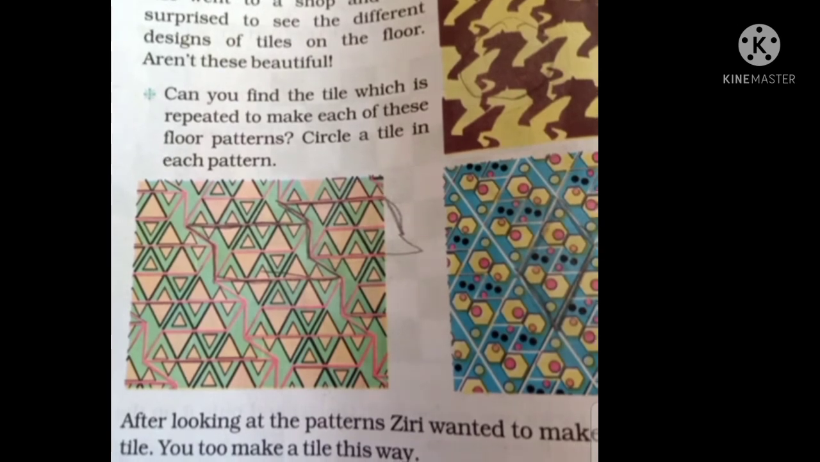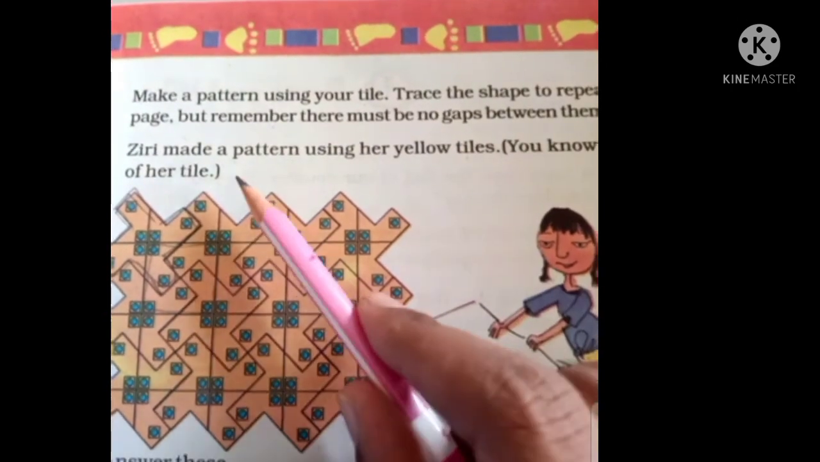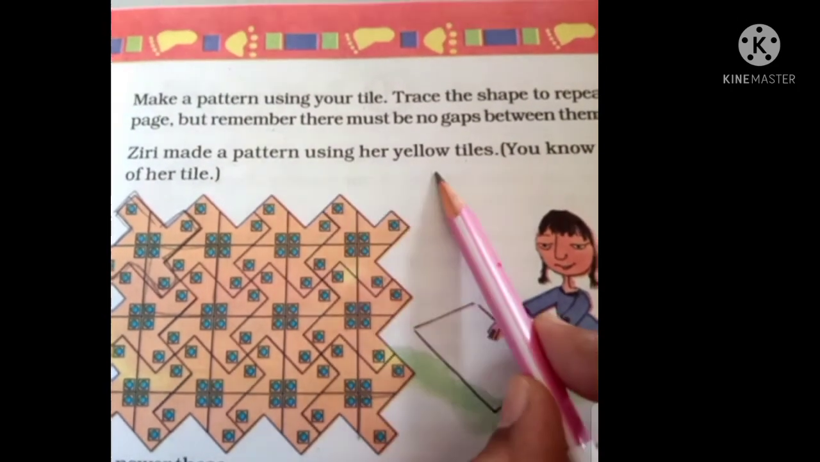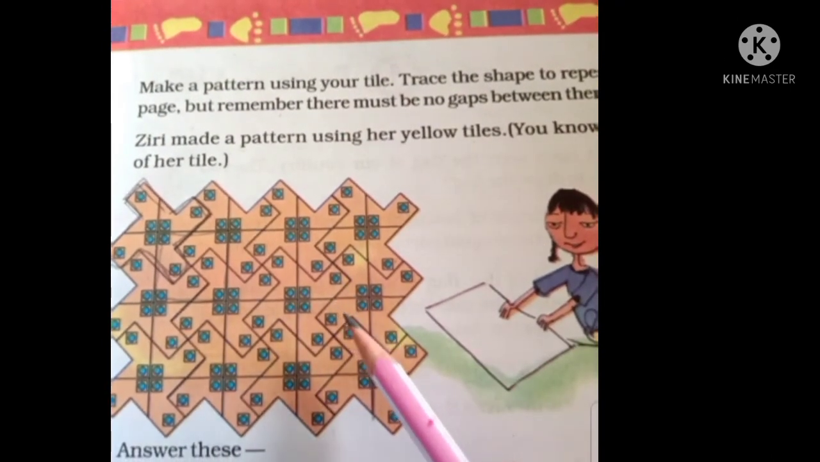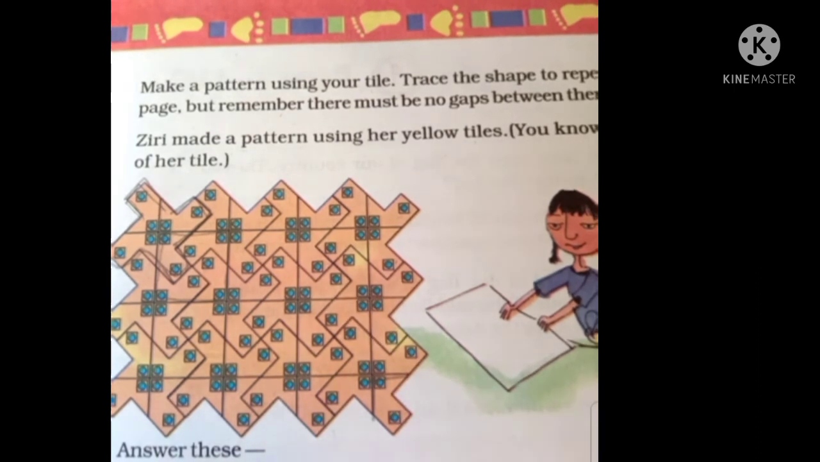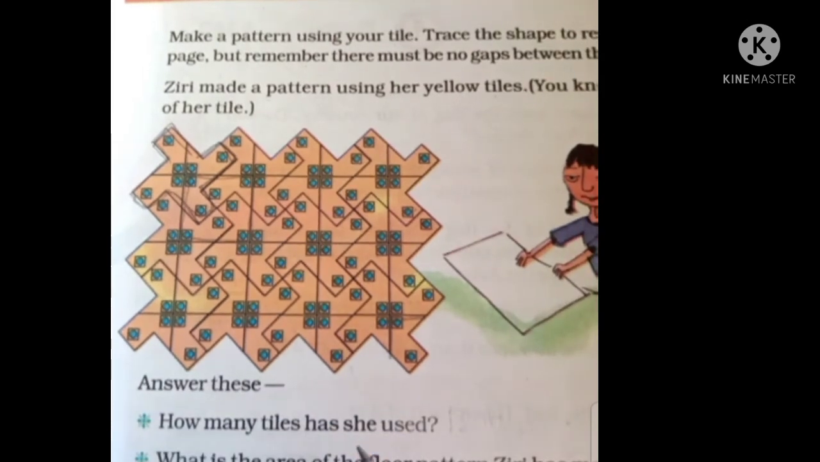See the next page here. So Ziri made a pattern using her yellow tiles. You know the area of a tile. Just now Ziri has made this pattern with the yellow tile. So what is here? Can you see this tile pattern? Okay. Now what is the question? See, how many tiles has she used? So how many tiles has she used for making this kind of pattern? Anyone will tell me?